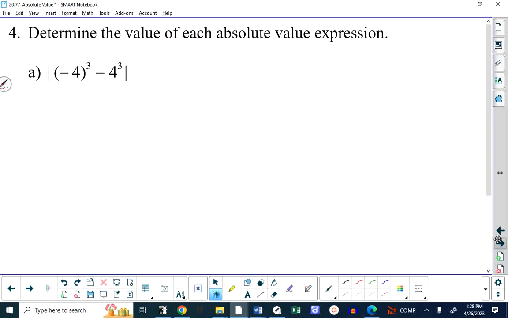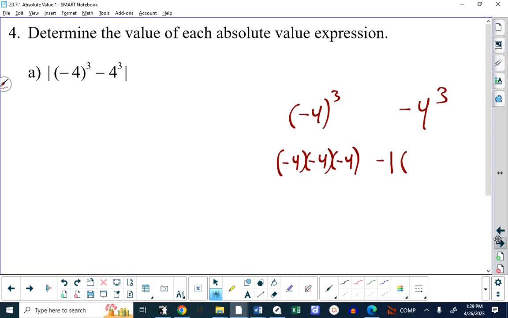Determine the value of each of the following. Well, I'm using the opportunity with this example to illustrate the difference between this and this. What this means is negative 4 times negative 4 times negative 4. What this means is negative 1 times 4 times 4 times 4. And I will be the first to admit that if you confuse the two, it wouldn't matter here, because they're both going to end up being negative because of the odd exponent.